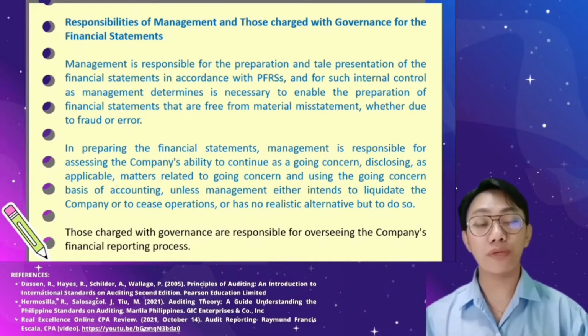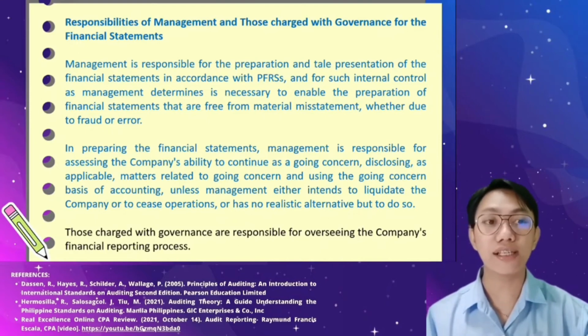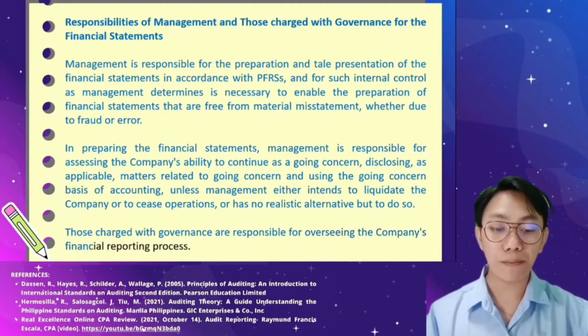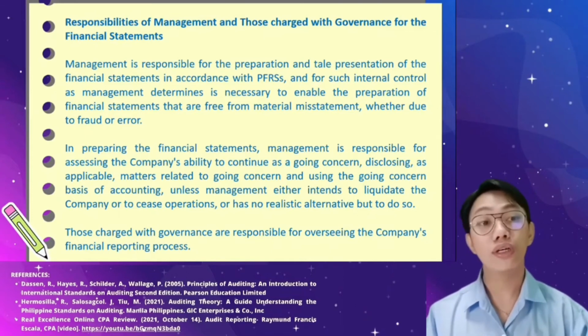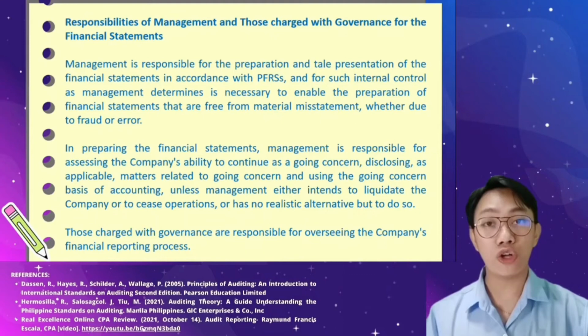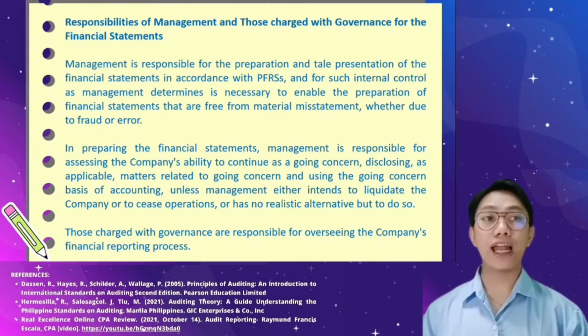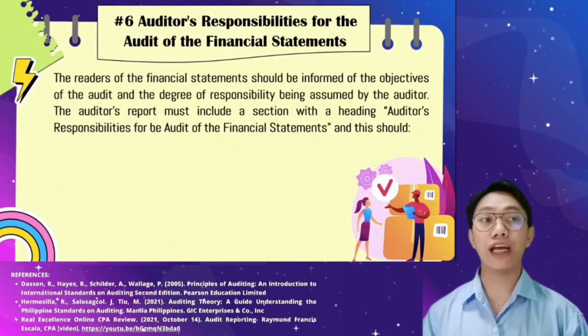And then the next one, which is the last requirement, is the responsibility of those charged with governance for overseeing financial reporting process. So, dito sa sample nakalagay, those charged with governance are responsible for overseeing the company's financial reporting process. So, same. Ibig sabihin, kumpleto yung requirements ng auditor sa ginawa niyang auditor's report. So, for the sixth element, it is the auditor's responsibilities for the audit of the financial statements.